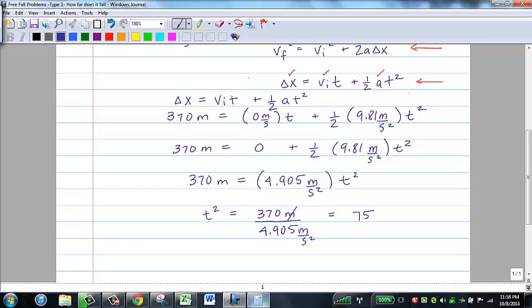Now, these meters are going to cancel out, and that will give me 1 over seconds squared. So the reciprocal of seconds squared. So 1 over 1 over seconds squared is seconds squared. But we're not done yet because this is time squared. They asked us how long does it take. We can't leave it as t squared. We want to find t. So we'll take the square root of both sides.